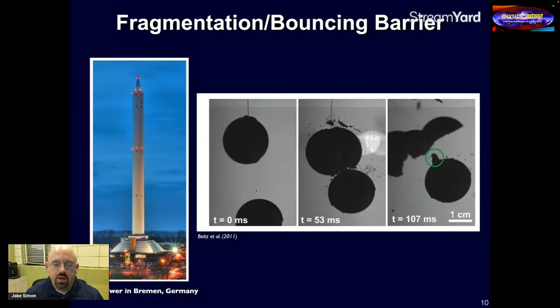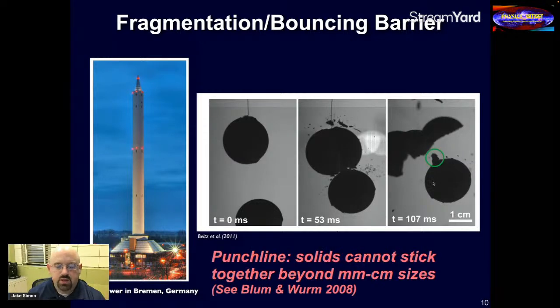But what they do then is they allow these bodies to collide with each other, and they determine how efficient the sticking is. In other words, do centimeter-sized objects stick together through something like van der Waals forces or material properties? And the answer is no. That's sort of the punchline from these numerous studies, and you can see Blum and Wurm, 2008, for reference. The punchline is that solids cannot stick together beyond millimeter to centimeter sizes, right? It's very difficult to do that.